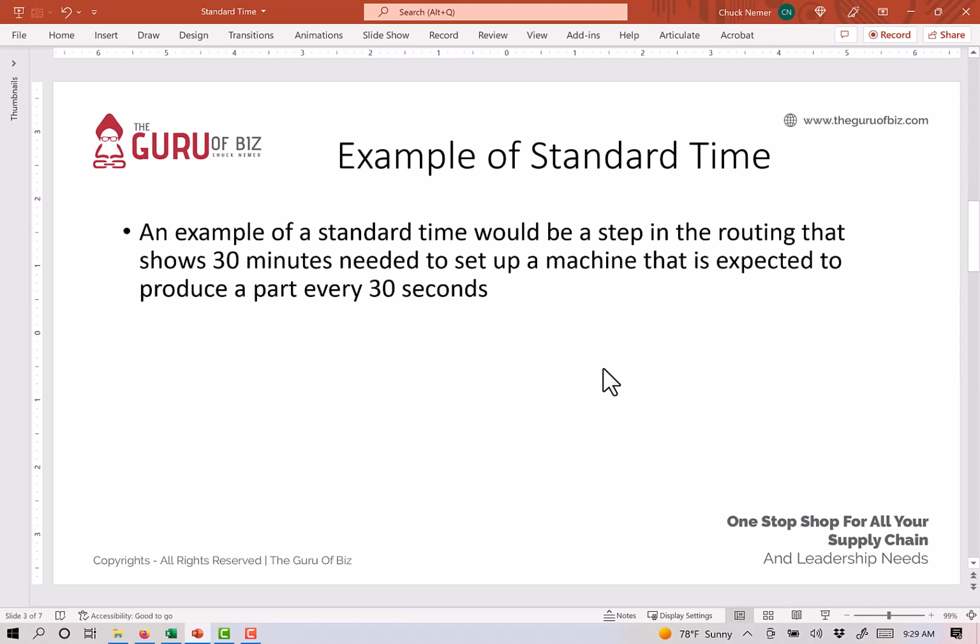So an example would be this. If I have a setup, a step in the routing, it shows 30 minutes to set up a machine, and then it's expected to be producing a part every 30 seconds. So the standard would be 30 minutes to set up, 30 seconds for every part to be run.